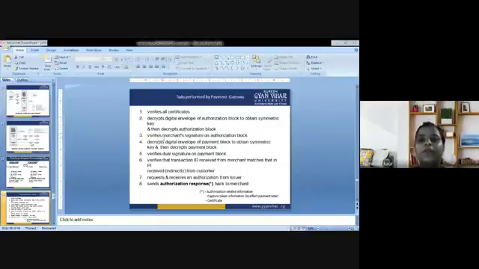Next, it could verify the merchant signature on the authorization block. Next, it could decrypt the digital envelope of the payment block to obtain the symmetric key and then decrypt the payment block. Next, it could verify the dual signature on the payment block. Next, it could verify that the transaction ID received from the merchant matches that in the PI received from the customer. Next, it could request and receive an authorization from the issuer, and next, it could send the authorization response back to the merchant.